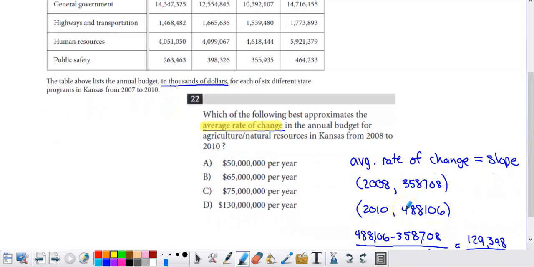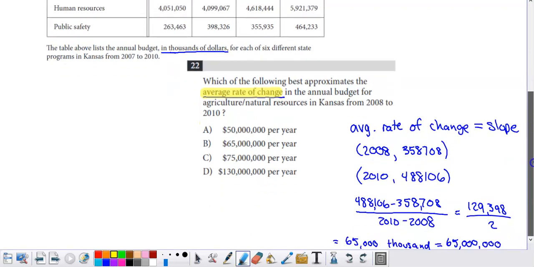Whenever you have time as one of your variables, you're going to let time be the independent variable, right? Time takes on the role of x, so those years take on the role of x, and then the budget amounts take on the role of y in this case. So if I do y2 minus y1 divided by x2 minus x1, calling this point 2 and this point 1, change in y divided by change in x gives me this. If you work that out, you get 65,000.